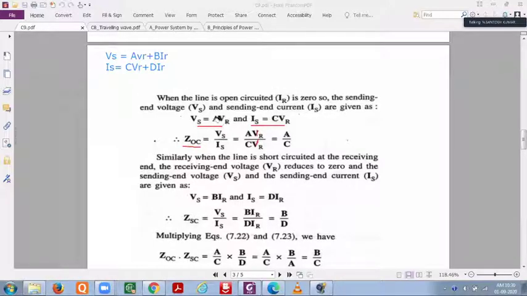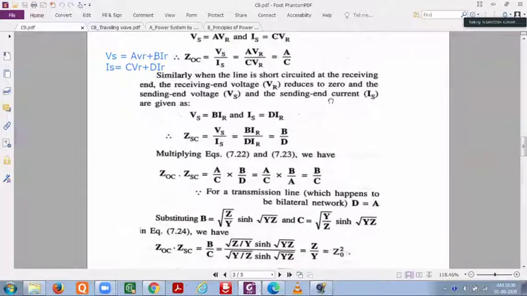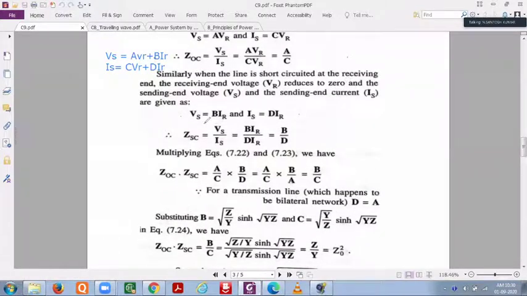Similarly, if I short circuit the receiving end, what will I get? For a short circuit, I should write VR equal to 0. So when VR equals 0, I get Vs equal to BIR, Is equal to DIR. Again, I take the ratio Vs by Is, but this ratio is under short circuit condition, so we name it short circuit impedance. In the ratio BIR by DIR, IR gets cancelled. I am left with B by D.